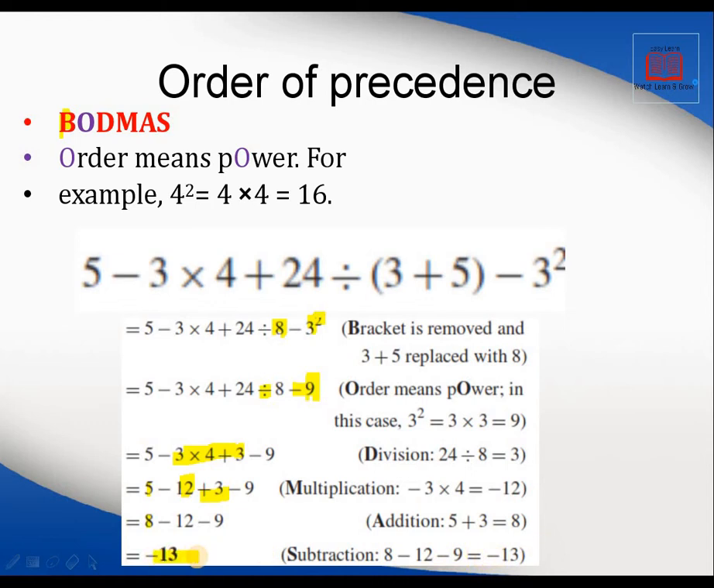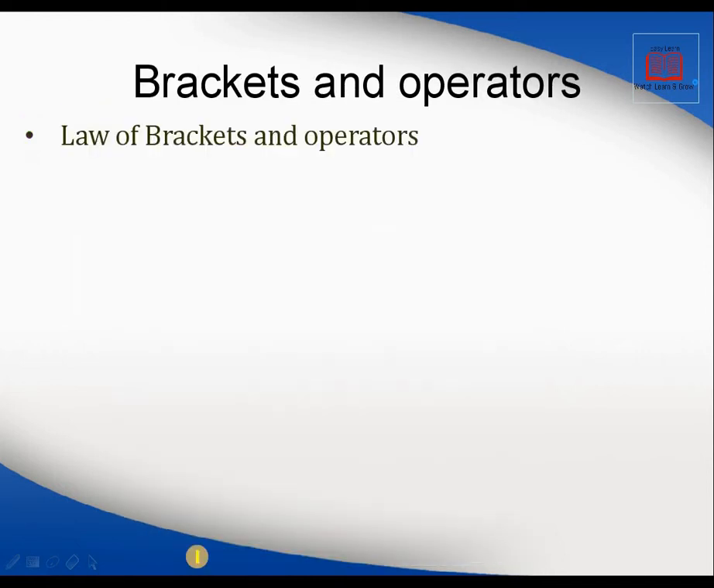This is the simplest way, and you have now recapped how we solve and what the order of precedence is. Now we are going to define some rules for the brackets and the operators, and how we have to take them.